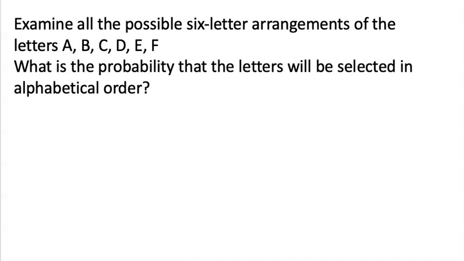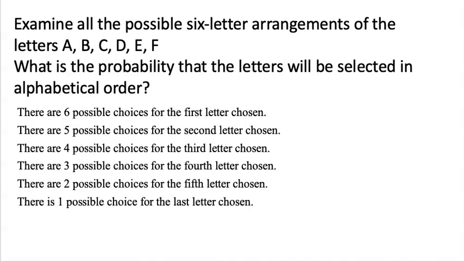And the question we're going to ask is, what is the probability that the letters will be selected in alphabetical order? That means A has to come first, then B, then C, then D, then E, and then F. Well, we have six choices for the first letter. Could be A, B, C, D, E, or F. 5 choices for the second, 4 choices for the third, 3 choices for the fourth, 2 choices for the fifth, 1 choice for the last one. Once we've selected the first 5, there's only one letter to choose from.